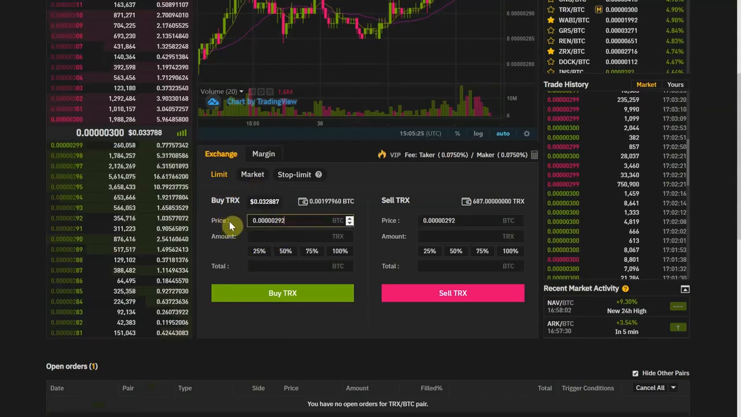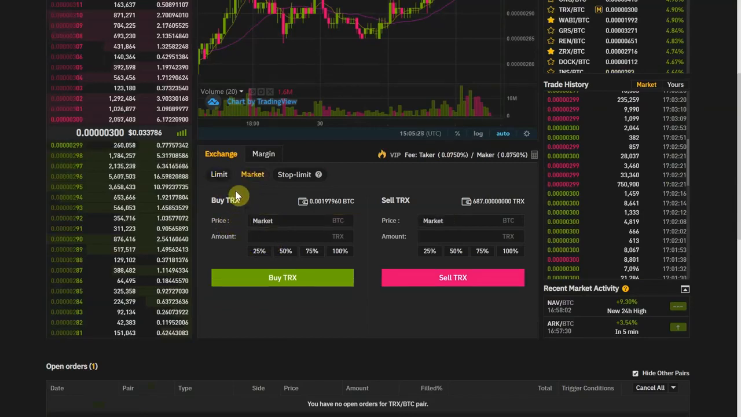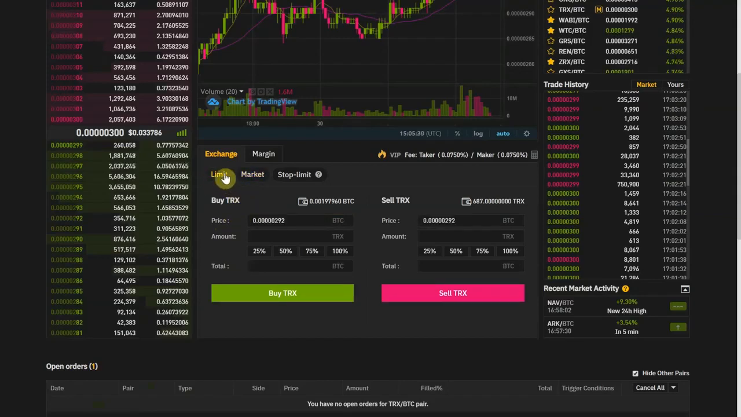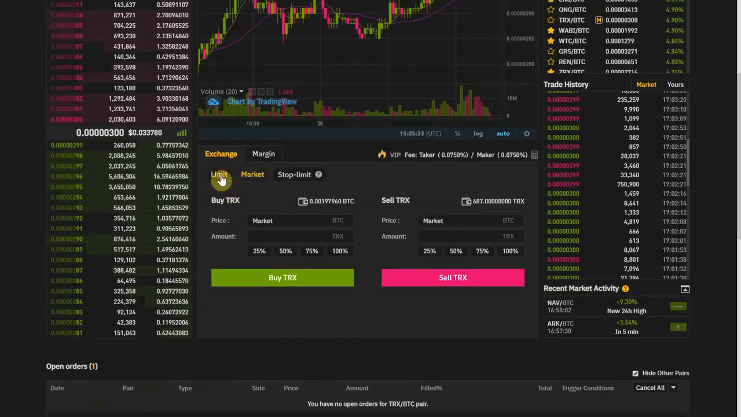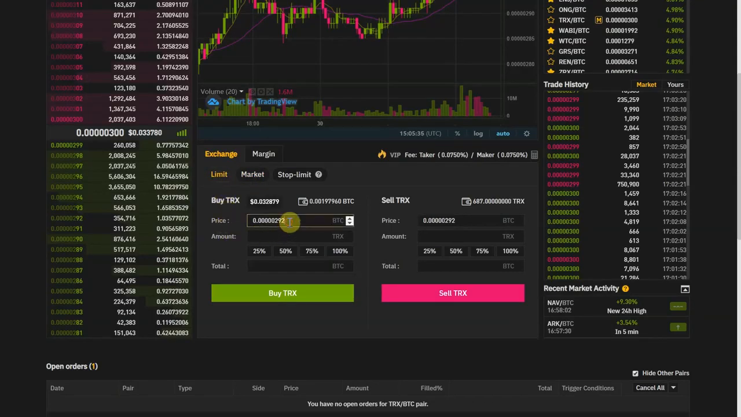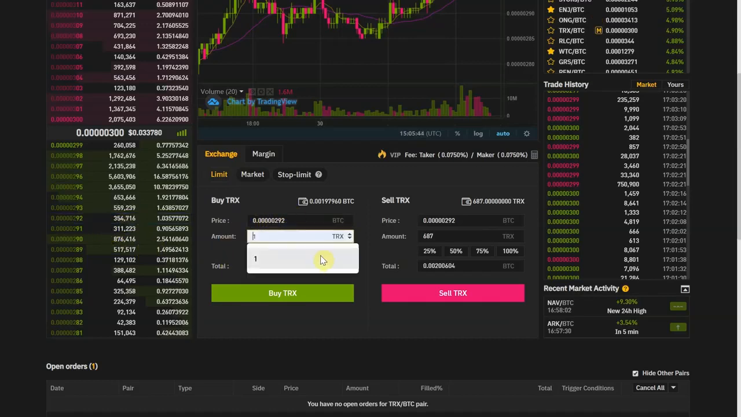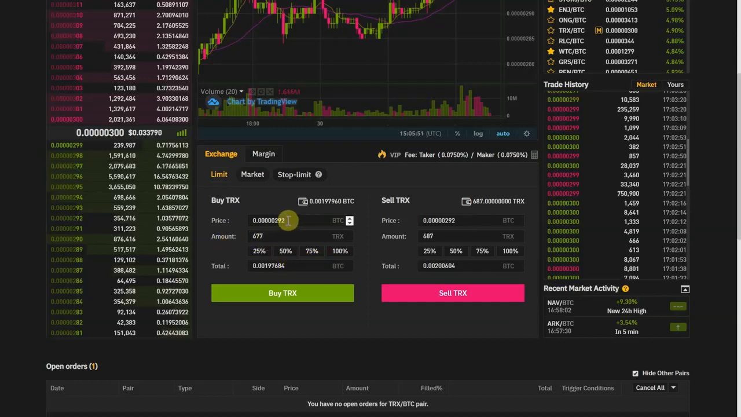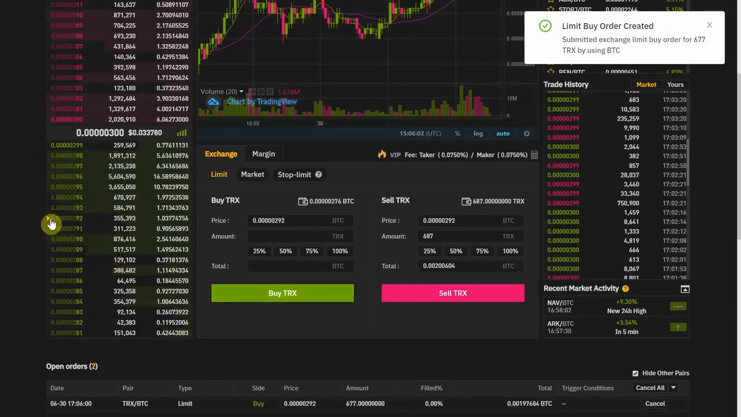So let's talk about market orders. Over here, the only difference between limit and market is that in limit you choose your price and how much you want to buy. Let's put this one, and I want to buy 100% of my BTC holdings at 292. So I'm selecting the price and the amount, and that's it. Just click buy.